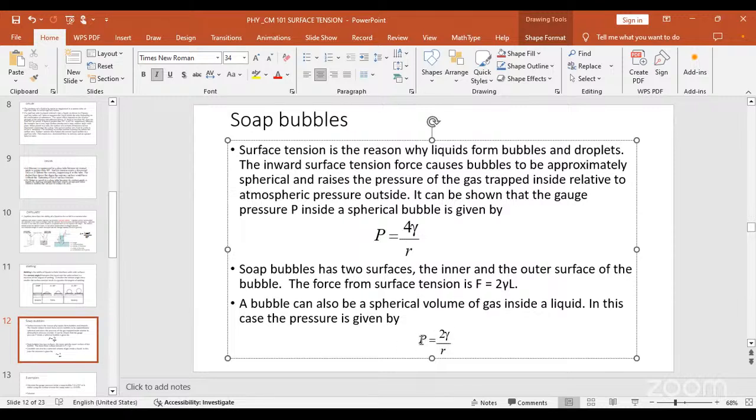So it varies in some surfaces or some kind of droplets. You have this, the first case for a spherical bubble, but for a gas, the gas now is giving us 2 times gamma divided by R.